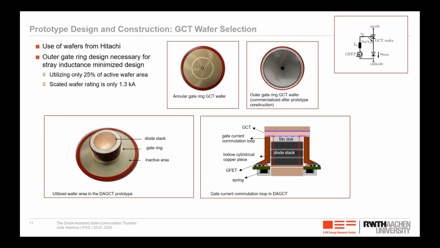The drawback was I could not contact the outer area, so my wafer was just utilized for 25%, and therefore has a scaled down rating of 1.3 kiloamps. And so all my measurements can be scaled up, but I was just limited to this. At the end of my work, a different wafer appeared on the market with the outer gate ring structure, so that would be the perfect wafer, but it was developed too late.